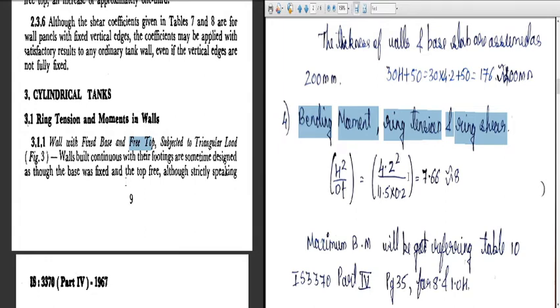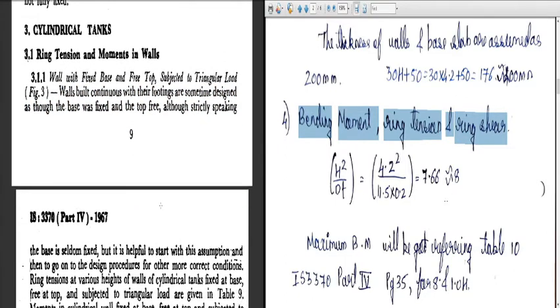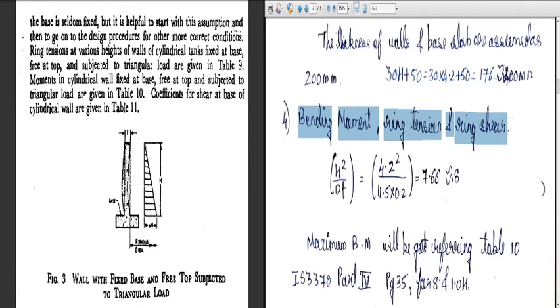Apart from this, there are many other conditions, so we need to check in the question paper what the condition is. So let us see what was given here. Walls built continuous with their footing are sometimes designed as though the base was fixed and top free. Although strictly speaking, the base is seldom fixed, it is helpful to start with this assumption and then go to the design procedures for other more correct conditions.